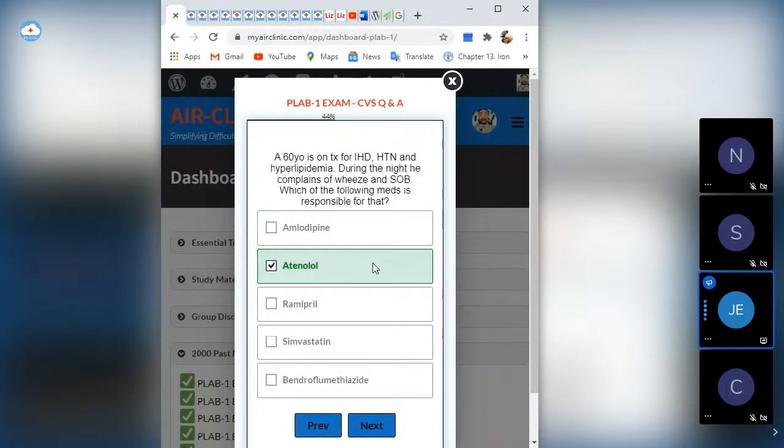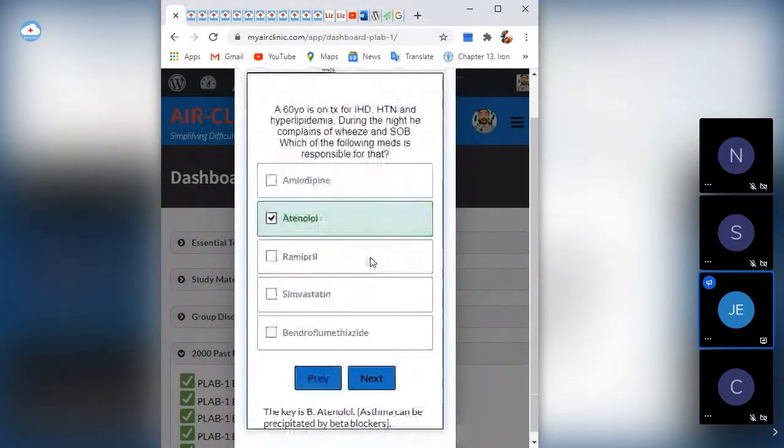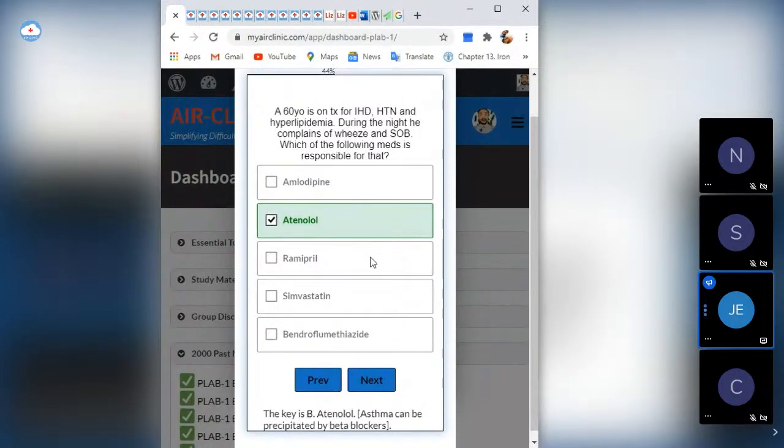It's atenolol, right? We mentioned that beta blockers are contraindicated in A, B, C, D, E. Beta blockers wasn't asthma. Beta blockers wasn't congestive cardiac failure, that's C. Beta blockers wasn't diabetes mellitus, that is D. There wasn't emphysema. Okay.